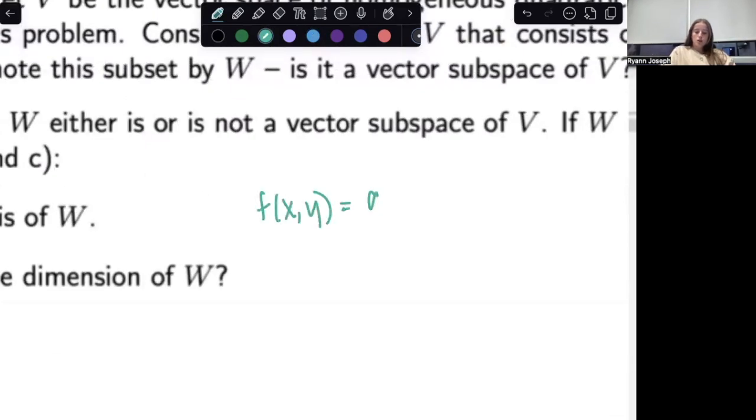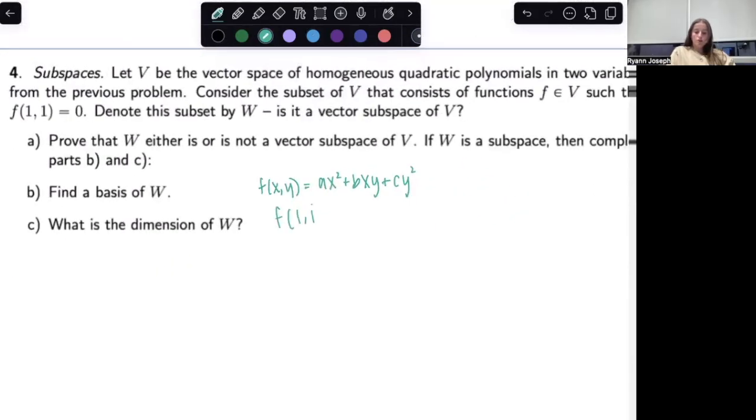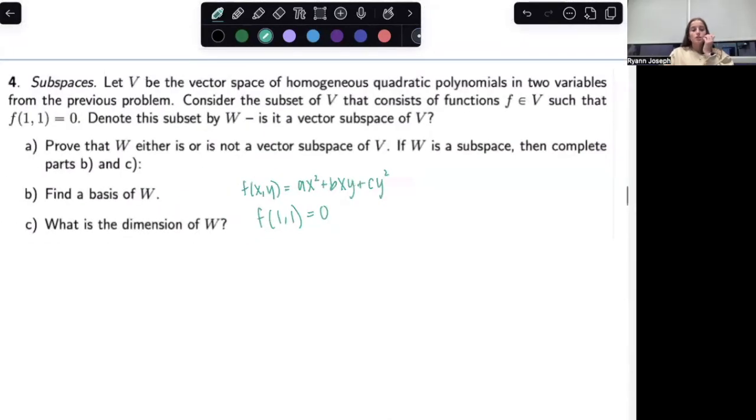these functions, ax squared plus bxy plus cy squared, but it also always has that f(1,1) is equal to 0. So let's just take that with a grain of salt. Prove that W is, yes or no, a vector space. If it's a subspace, then complete parts B and C. What you want to see is whether it's closed under addition, scalar multiplication, and contains the 0 vector. It obviously contains the 0 vector because every single time you plug in, f of xy is equal to 0. So it has the 0 vector in it.